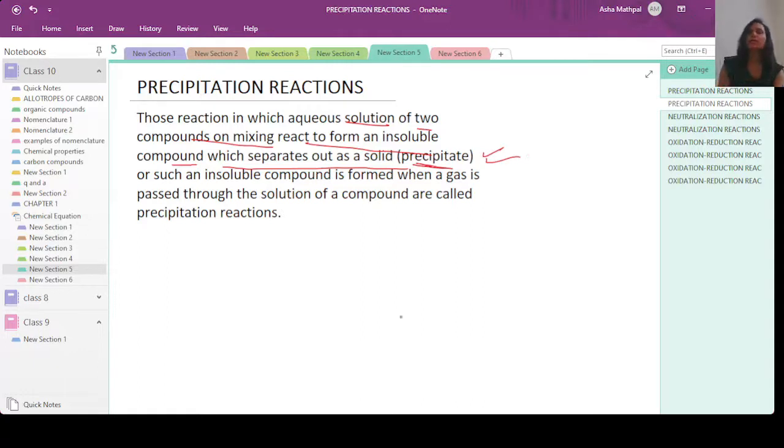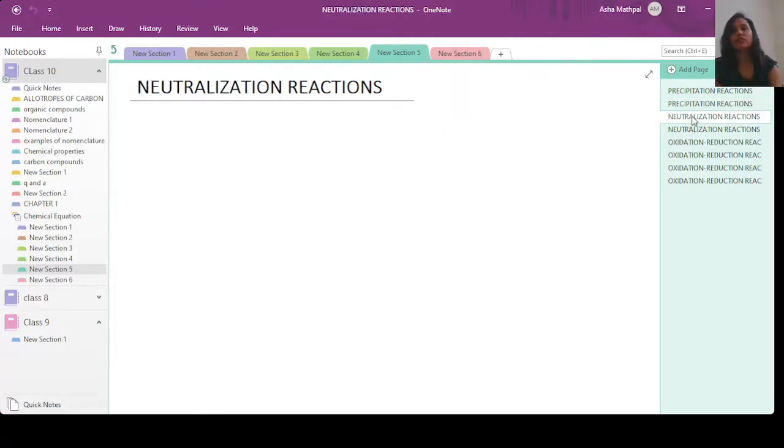Sometimes precipitation reactions are also formed when we pass a gas over a compound solution that is in the aqueous state. There also we see the precipitation reaction. Remember, any reaction, whether it is a combination, decomposition, displacement, or double displacement, if a precipitate is formed, that can also be called a precipitation reaction.